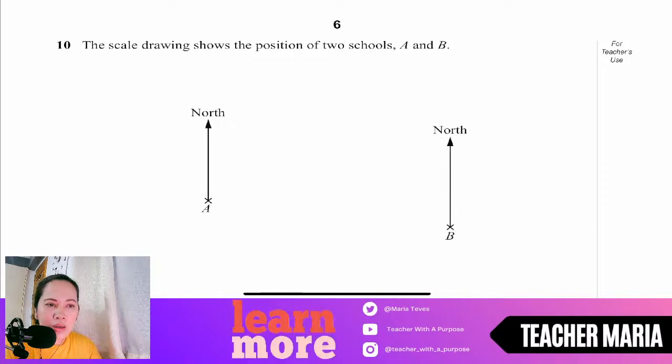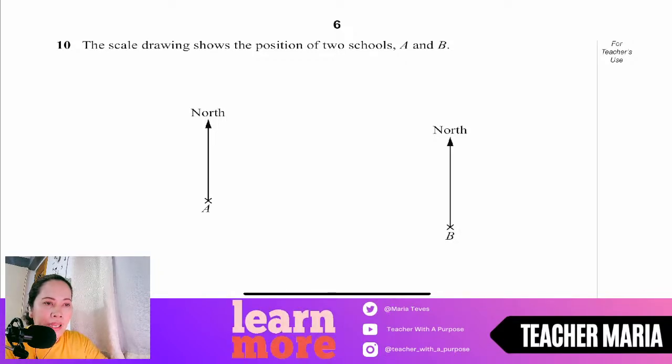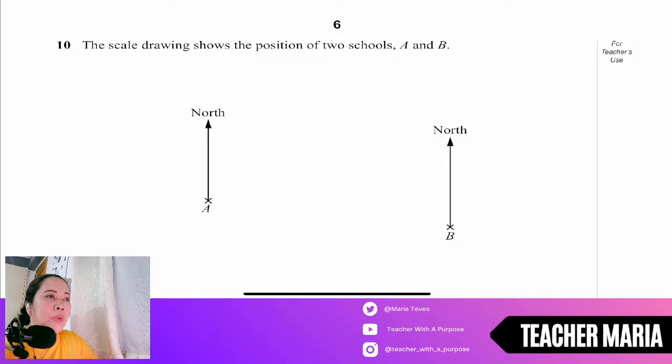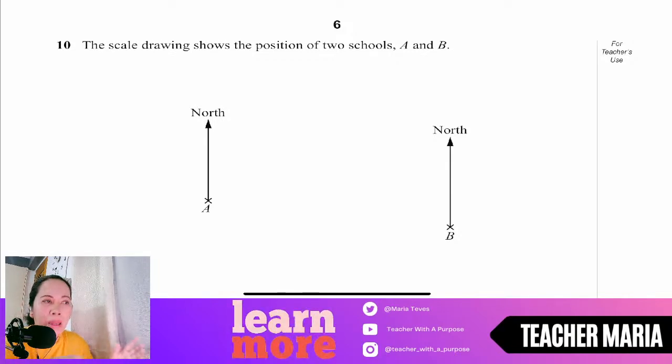Okay. So here we have question number 10. This is a scaling. It's a scale drawing. So for those that are doing math scaling topics or that has done math scaling topics previously, this is beneficial to all of you. Okay, so this is a scale drawing. And when we say scale drawing, from the word scale, that means that there might be a change in terms of the sizes.